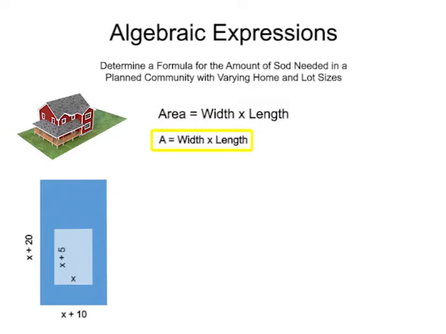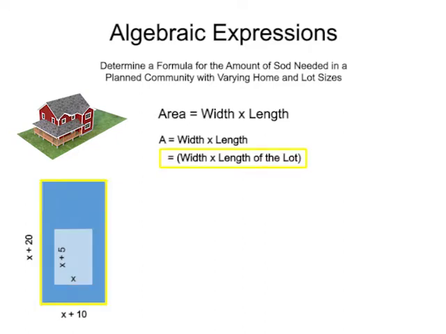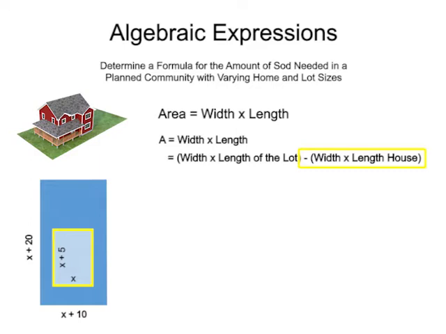But in this case, the area that represents the lawn is a rectangle minus the rectangle that represents the house. So the total area required for sod is the width times length of the lot minus the width times length of the house.